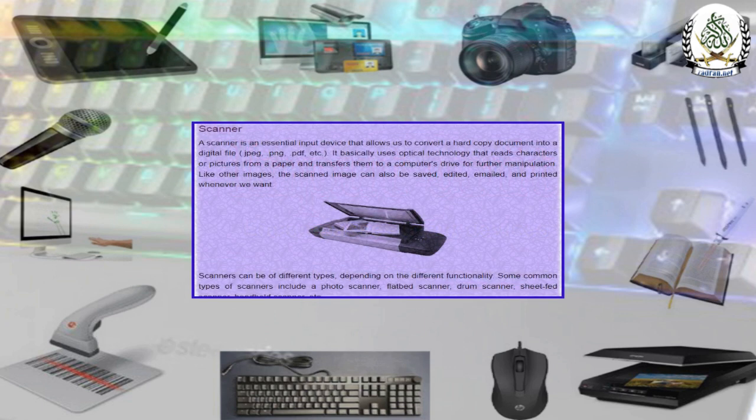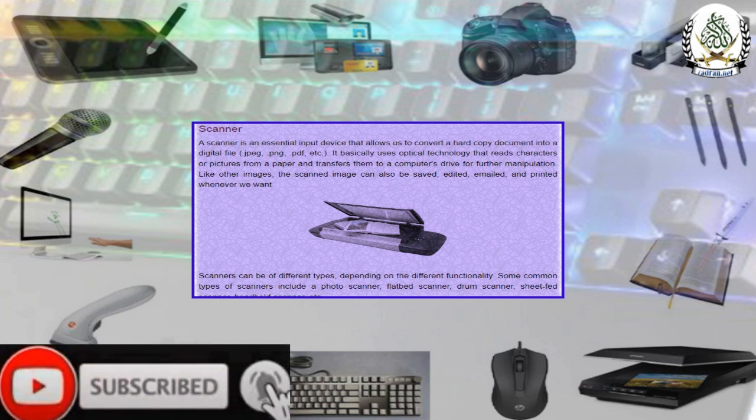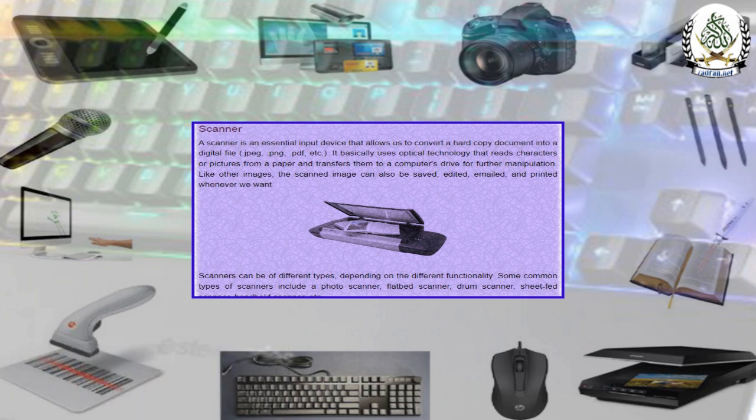Scanner. A scanner is an essential input device that allows us to convert a hard copy document into a digital file like JPEG, PNG, PDF, and other formats. It basically uses optical technology that reads characters or pictures from paper and transfers them to a computer's drive for further manipulation. Like other images, the scanned image can also be saved, edited, emailed, and printed whenever we want.